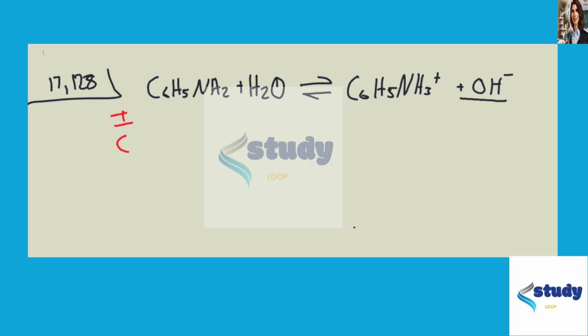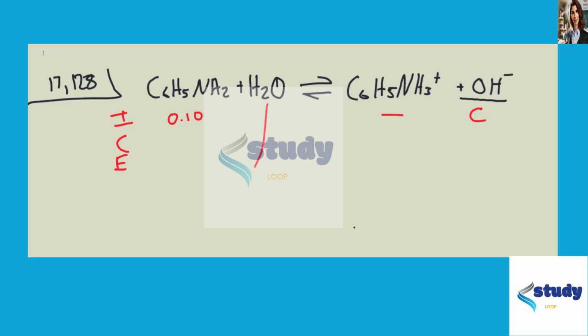So we know that we start with 0.10 molar of aniline. And we don't start with any conjugate acid, but we want to start with a certain amount of hydroxide, which we'll call C. So C is what we're solving for here.